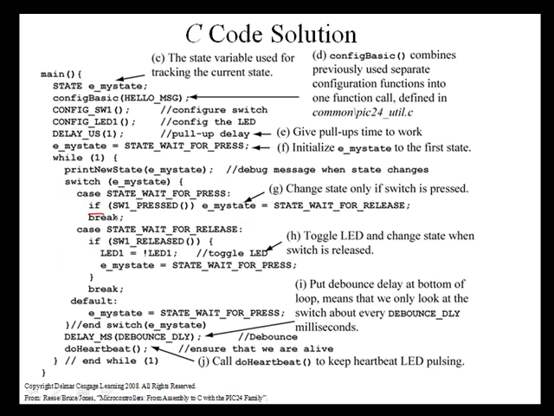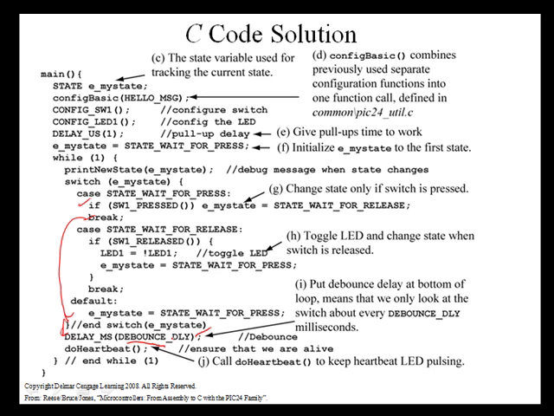What does this code do? It says if switch 1 is pressed, then change the state variable to state wait for release. If the switch is not pressed, then the state variable remains the same. Regardless, once this if statement is executed, we're going to hit this break statement, jump to the end of the switch statement, and then execute this delay statement.